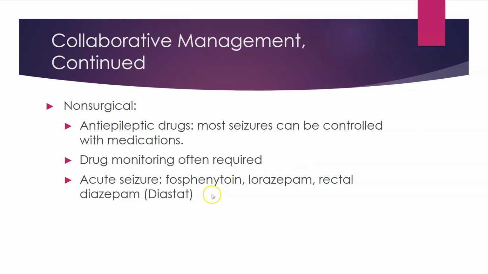During an acute seizure, we might give some different medications like fosphenytoin, Ativan, or Diastat. Diastat's rectal. Lorazepam can be given in a couple of different ways, but usually we talk about the IV form of this one. Same with the fosphenytoin. Probably don't want to put any pills down their throat and try and get them to swallow if they can't physically do that.